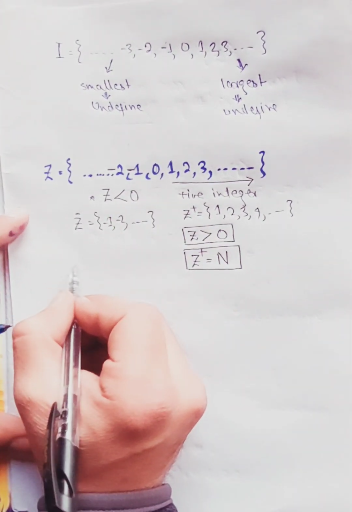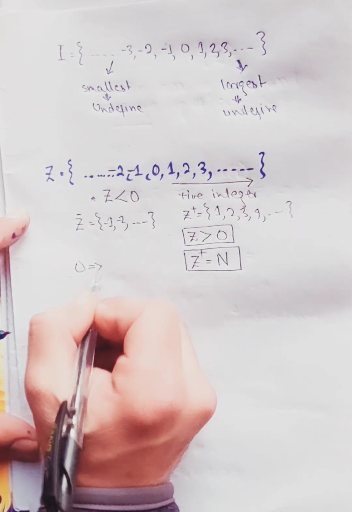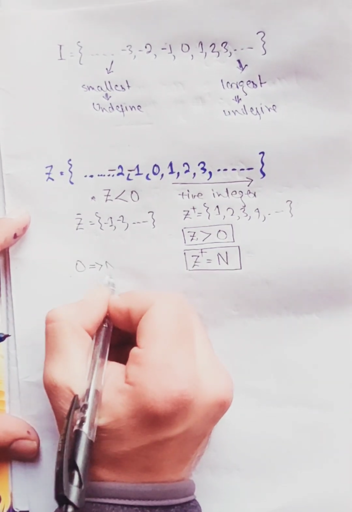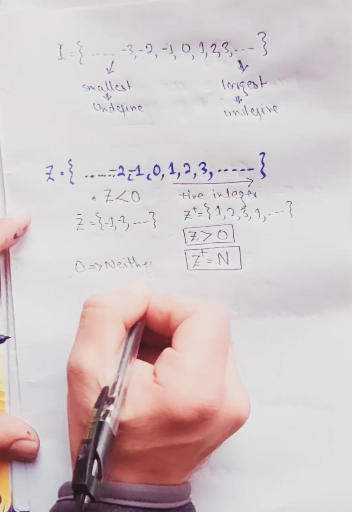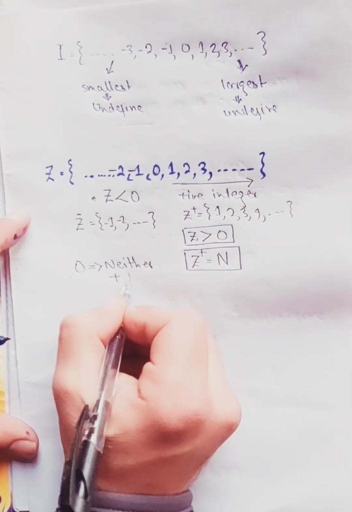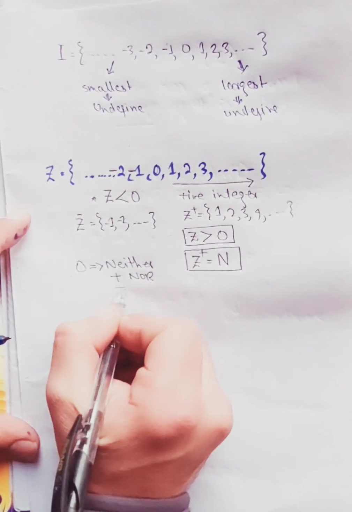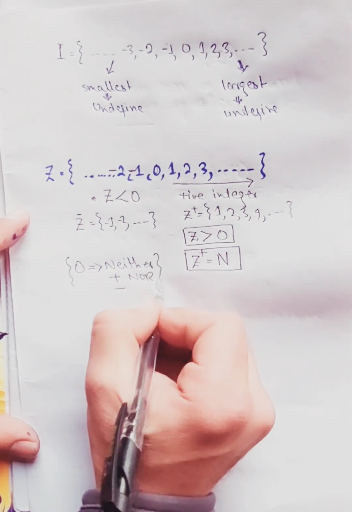What about 0? Is 0 a positive integer or negative? So it is neither positive nor negative. It is neutral. It is the boundary.